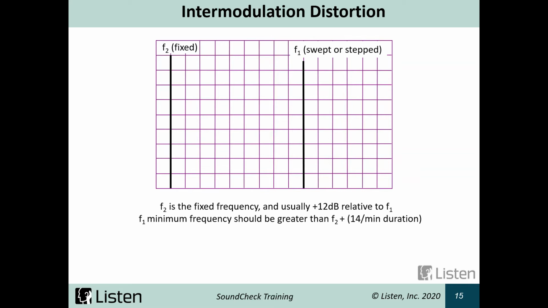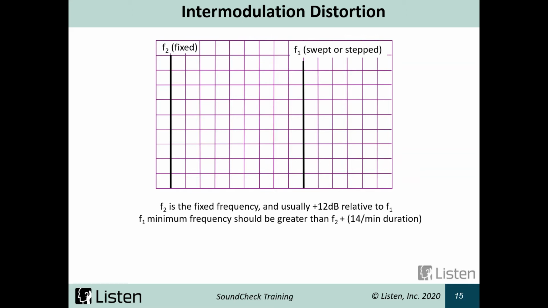So what does this mean? If we're defining our sweep in the stimulus editor, we can define how many cycles or how much duration to spend at each step. If my minimum duration was 100 milliseconds, so 0.1 seconds, then I could use 14 divided by 0.1 equals 140, and let's say F2 was fixed at 40 hertz. That would be 40 hertz plus 140. F1 should not sweep below 180 hertz.